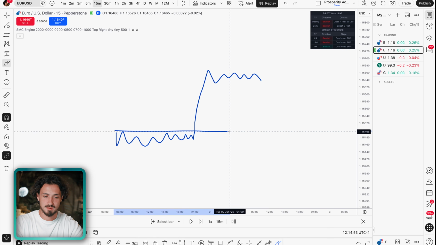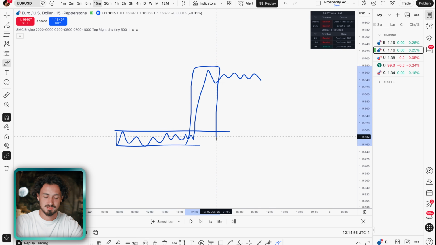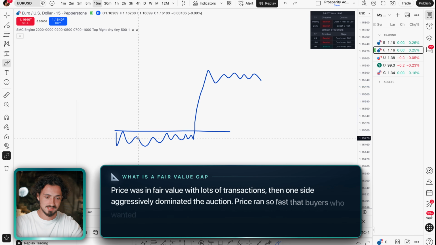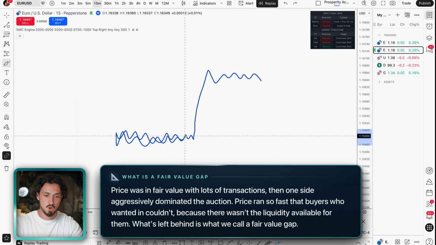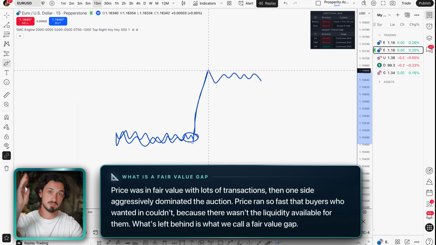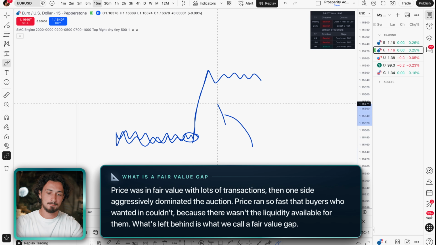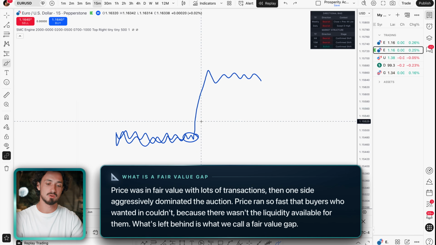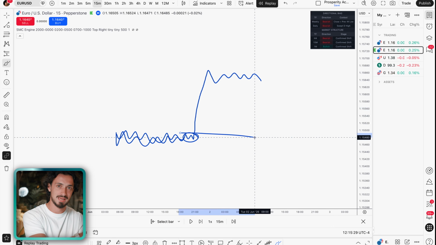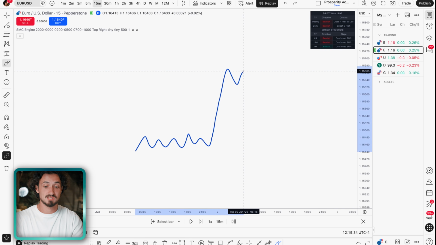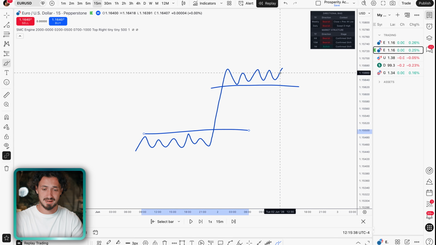If you go to a 30-minute time frame, you'll have 1 candle, 2 candles, 3 candles, and there'll be a gap in here. And simply what it means is that price was in fair value, lots of transactions, one side of the market aggressively dominated the auction, causing price to run extremely high to the point where buyers who wanted to get involved couldn't get involved because there wasn't the available liquidity for them to get involved. And now you have what we refer to as a fair value gap. And it's that simple. And what we know about fair value gaps, especially the ones that are selected correctly, is that price likes to rebalance these gaps.